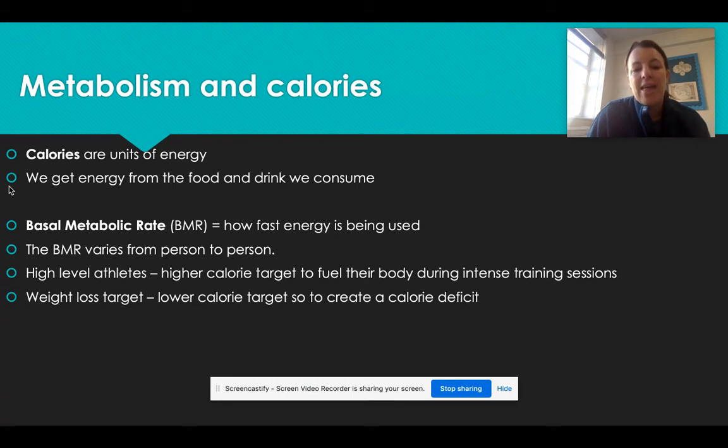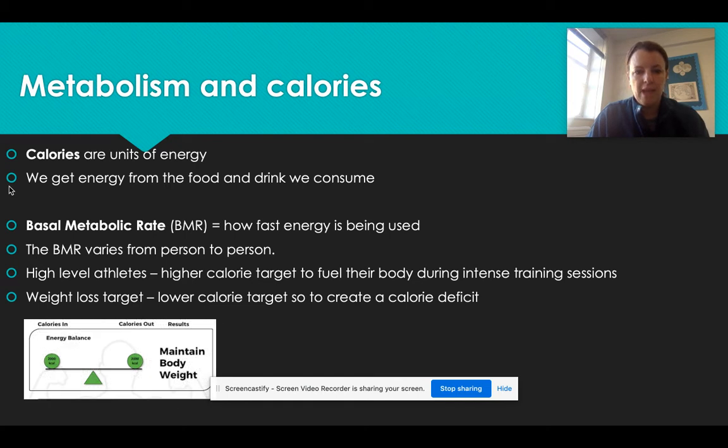A high-level athlete will have a higher calorie target to fuel their body during their intense training sessions, whereas someone who might be on a weight loss journey will have a lower calorie target to create a calorie deficit so they'll lose weight. Have a look at this diagram here. You can see it's a bit like a seesaw. So energy in, and calories out.